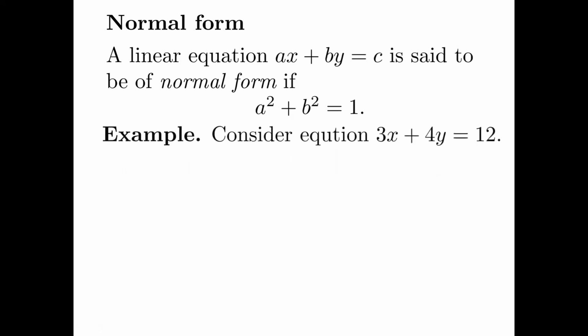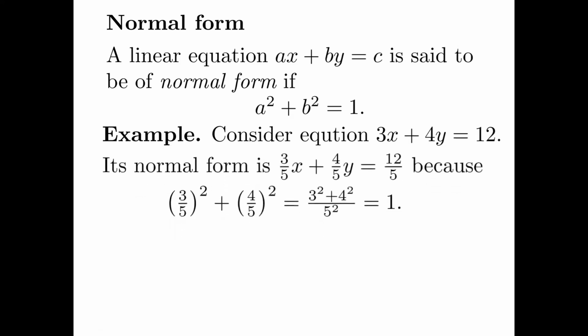An example, consider equation 3x plus 4y equals 12. It is not a normal form because 3 squared plus 4 squared equals 25, not 1. However, if we divide by 5 from both sides of the equation, it becomes a normal form because (3/5) squared plus (4/5) squared equals 1. The process of converting a standard form into a normal form is called normalization of the equation.